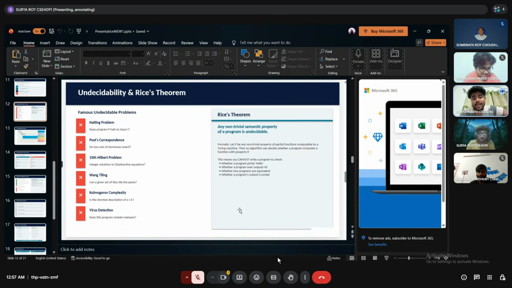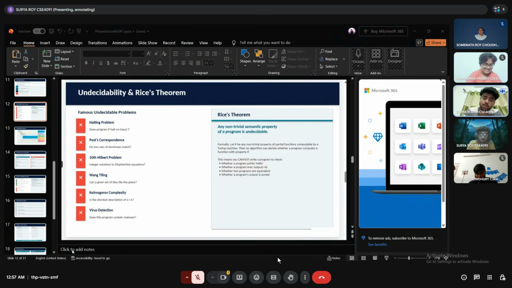The next topic, Rice's theorem. Any non-trivial semantic property of a program is undecidable. Formally, let P be a non-trivial property of partial functions computable by a Turing machine. Then no algorithm can decide whether a program computes a function with property P. This means you can't write a program to check whether a program prints hello, whether a program ever outputs 42, whether two programs are equivalent, or whether a program's output is sorted.